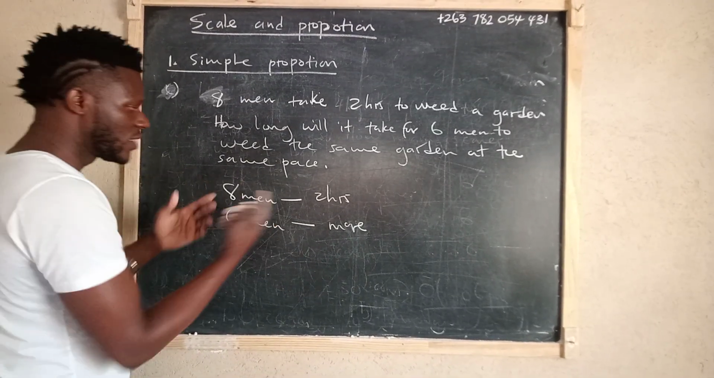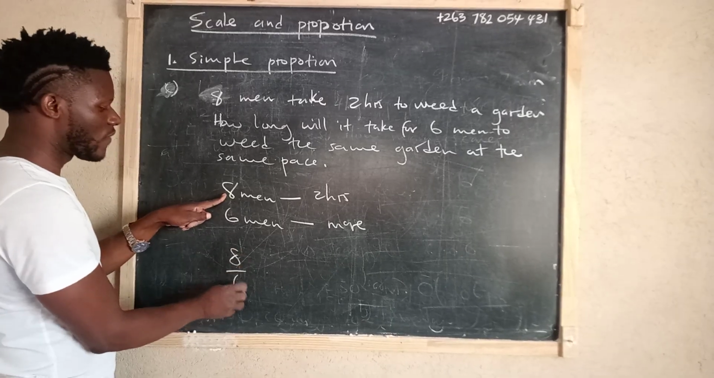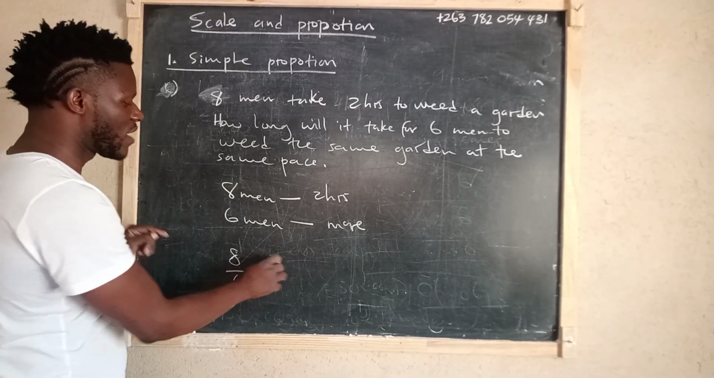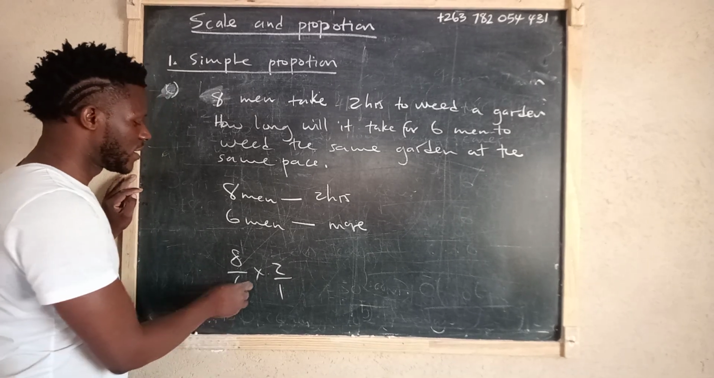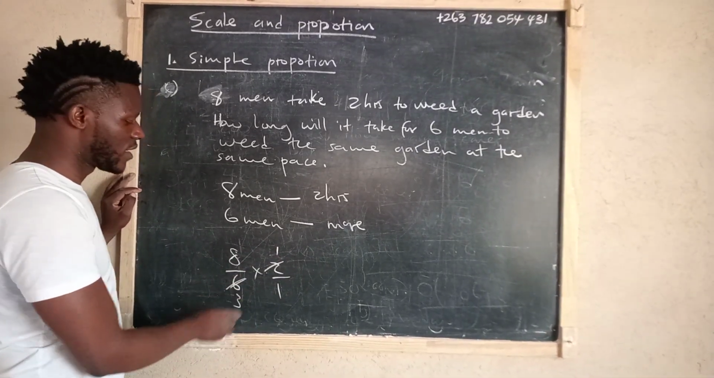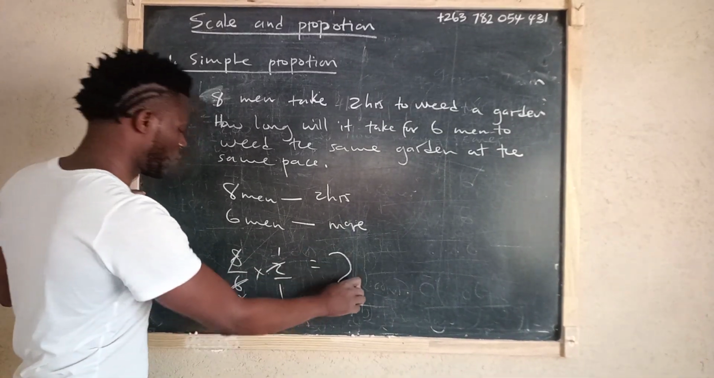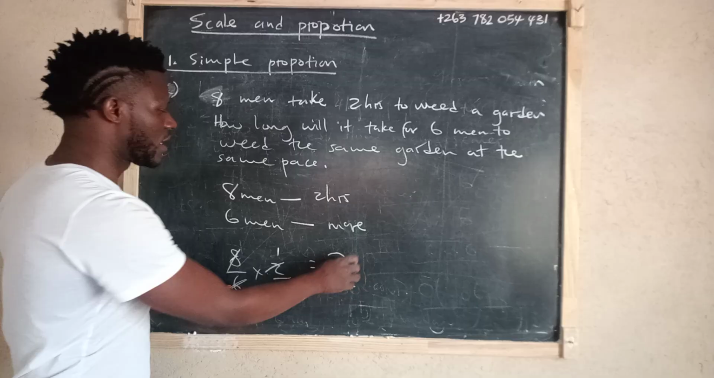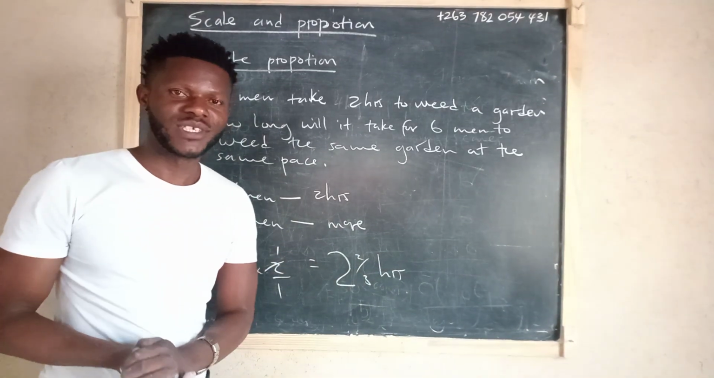So since we need the bigger answer, the bigger number will be the numerator, 8 over 6. Then you multiply by 2. That's how you get the number of hours. That is 2 into 2, 1, 2 into 6, 3. 3 into 8, we get 2, remainder 2, so 2 and 2 over 3 hours. That's a simple proportion for you.